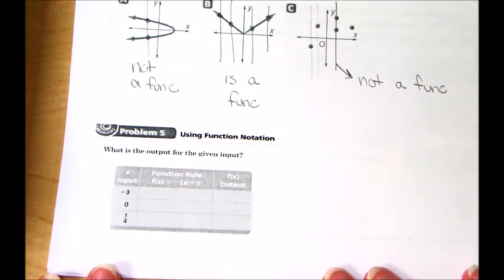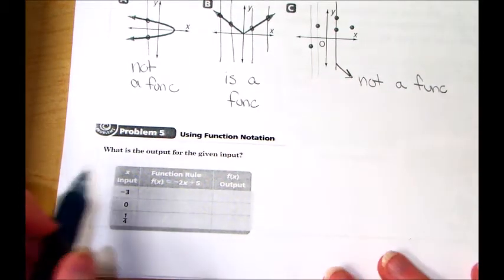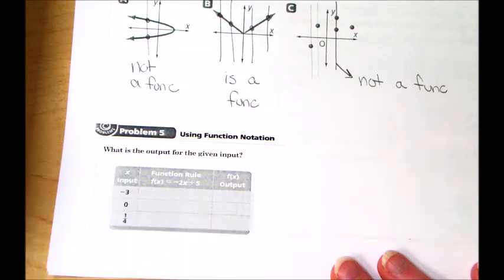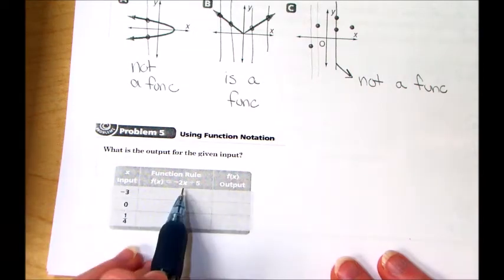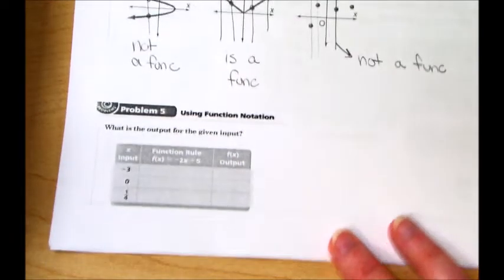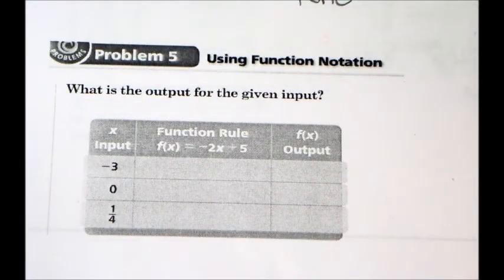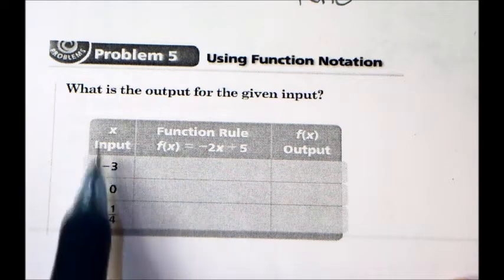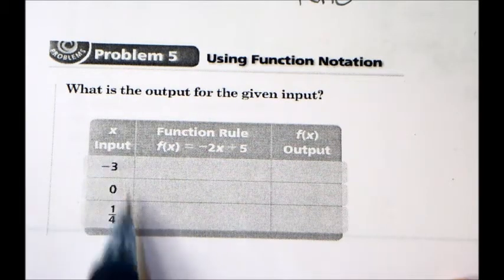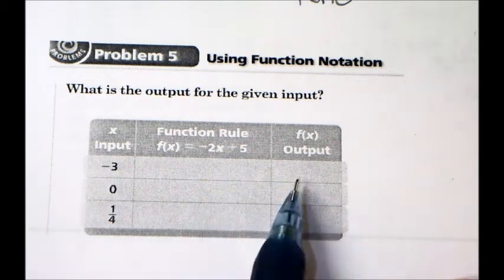Problem 5, using function notation. What is the output for the given input? So they give us this function rule. I'll zoom in a little closer because it's kind of hard to see. We have -2x plus 5, and we need to figure out what the output is. Well, in Algebra 1, function notation is just f of x, and all they want us to do is take this x value on this column, plug it in, and see what we get.